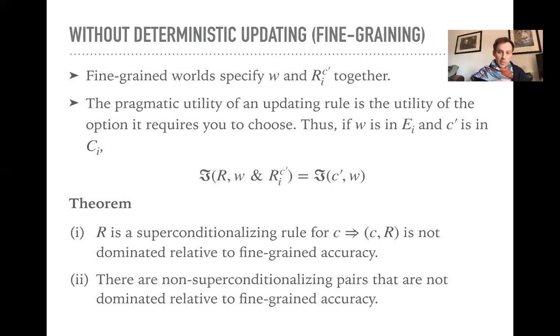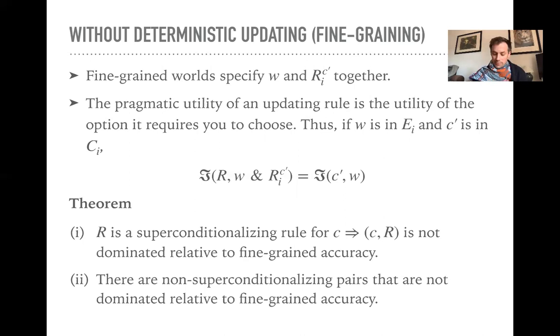So in a way, this is our weakest result, because it shows that we can't even establish superconditionalizing as a norm for updating. So there are going to be some non-superconditionalizing rules that are not going to be accuracy dominated. Part of the reason for this is it's just super demanding to find an accuracy dominator. It's a really, really bad feature of something if it's accuracy dominated. And so in a sense, it's not too surprising that we're going to be able to find other things that don't have this really, really bad feature.